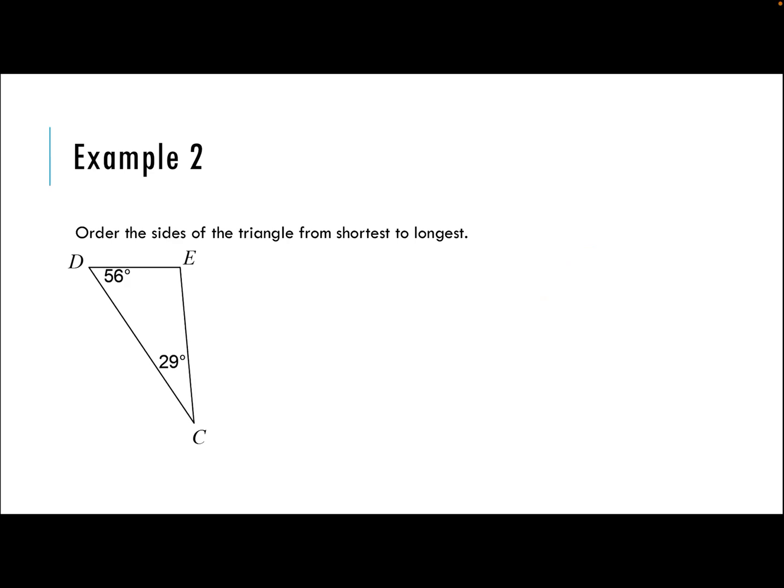So for example 2, we're doing the same thing. We have to order the sides of the triangle from shortest to longest. This time our triangle is triangle DEC. So first we need to find angle E. So the measure of angle E is equal to 180 minus 56 minus 29, which is 180 minus 85. So that means that angle E is 95 degrees. So now if you want to write the angles in order from most narrow to widest, we're going to start with angle C, then we have angle D, and then we have angle E. And so then our sides, if we order those, across from angle C is side DE.